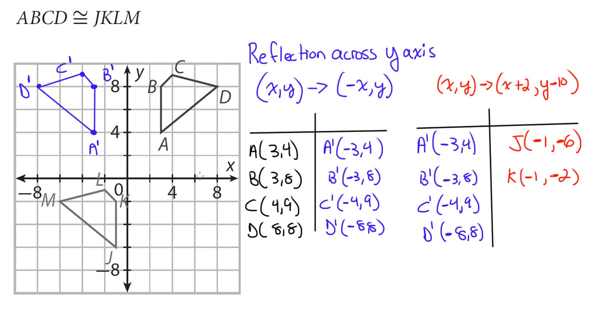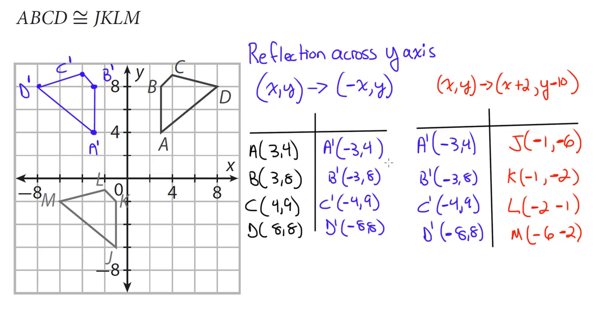And then C prime corresponds to L. So negative 4 plus 2, that's going to be negative 2. And 9 minus 10, that's going to be negative 1. And D prime corresponds to M. So negative 8 plus 2, that's negative 6. And 8 minus 10, that is negative 2.